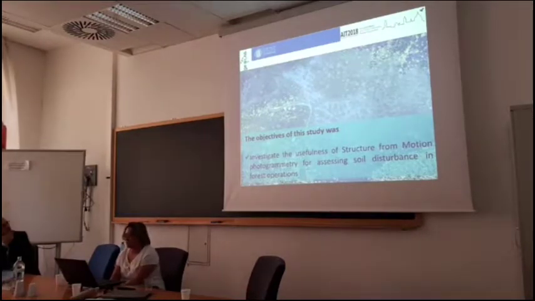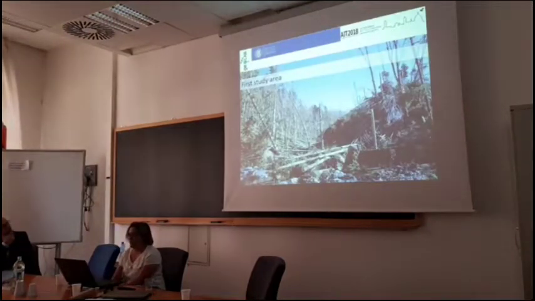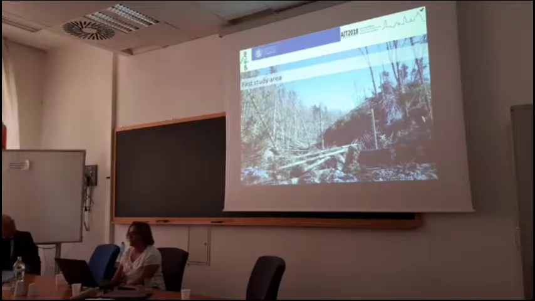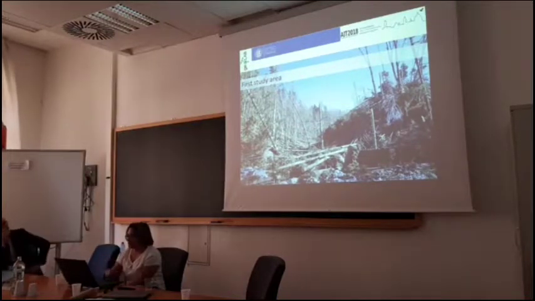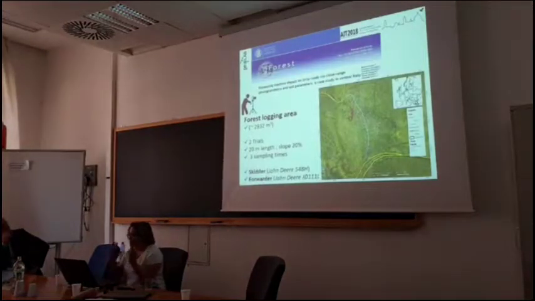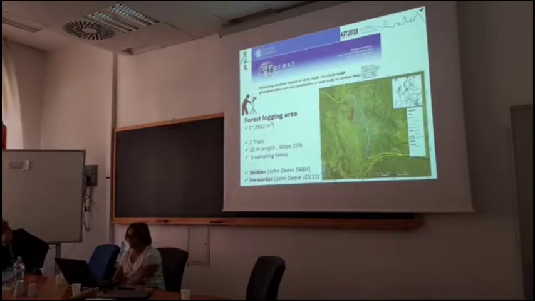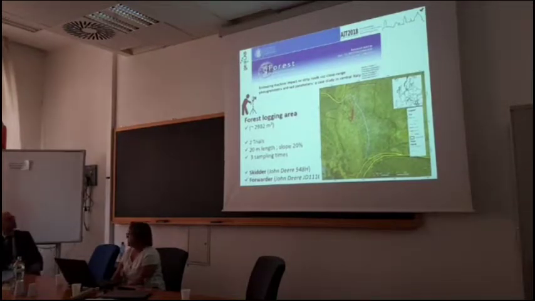So we investigated the usefulness of structure from motion photogrammetry for assessing soil disturbance in 2 ways. The first way was to use close-range photogrammetry, so we collected data from the ground with a camera mounted on a pole of 3 meters. The first area was one destroyed by a windstorm, so it was not possible to survey the area with a drone before. When they started to move the stems from the ground, we selected 2 trails with traffic from 2 different forest machines, one the skidder and one the forwarder, that are similar in slope and in length.